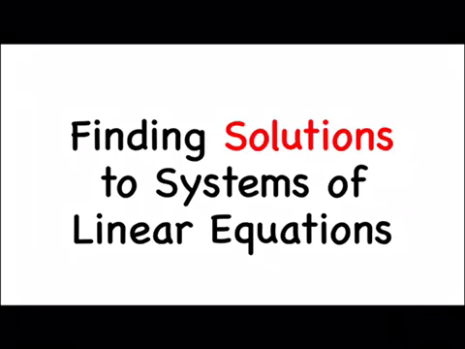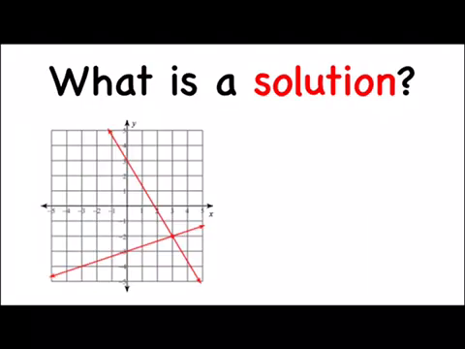Finding solutions to systems of linear equations. First of all, what is a solution? Well, a solution to a set of linear equations, you'll notice I have a picture of a graph here. Our first equation has a positive slope. Our second equation has a negative slope. And they are intersecting right here at a point. And so this point right here would be the solution to the system of equations. 3, -2.